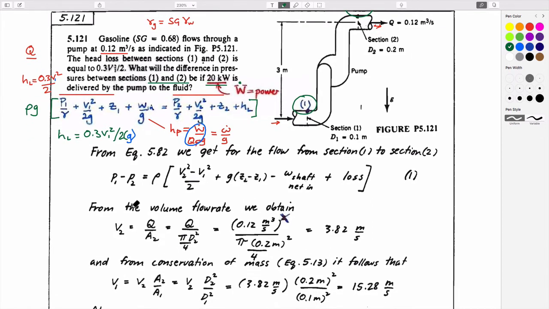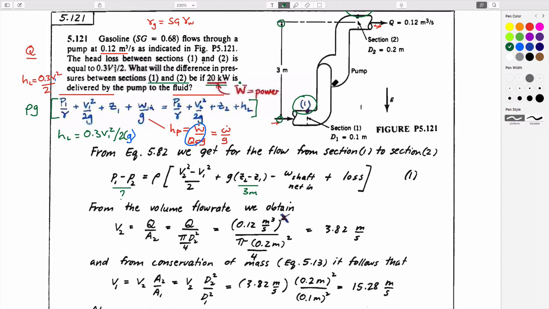And so this is what we want to calculate. These are the other terms that we know, or hope we know. We certainly know the difference in elevation. Z2 minus Z1 is going to be 3 meters. Right? This is 3 meters. This is 0 meters.